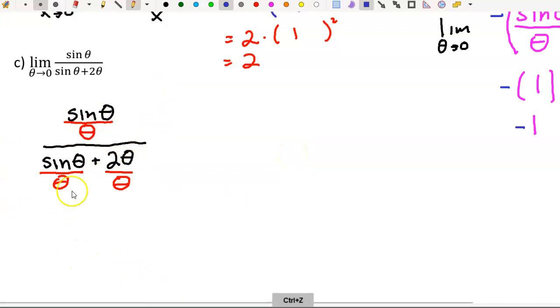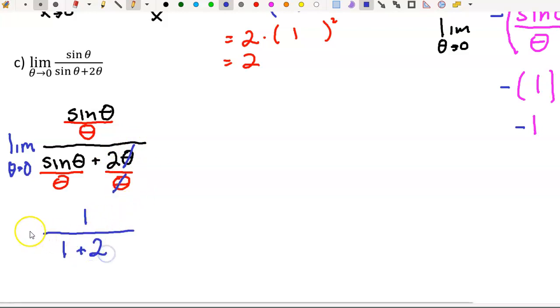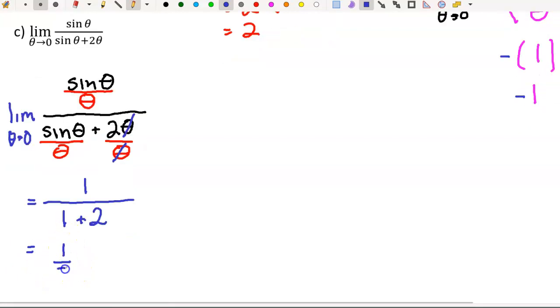And then, of course, we're still just taking the limit here, as theta goes to 0. So we know that this right here, sine theta over theta, equals 1. And then last on here we have 2 theta over theta. Theta cancels, just like an x would cancel. So it's just plus 2. So my final answer just turns into 1/3.